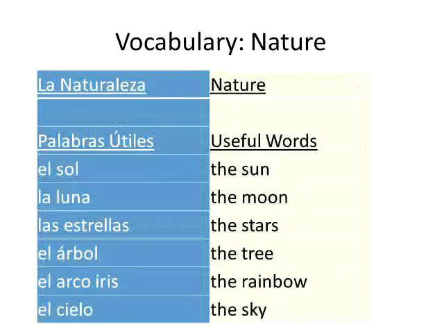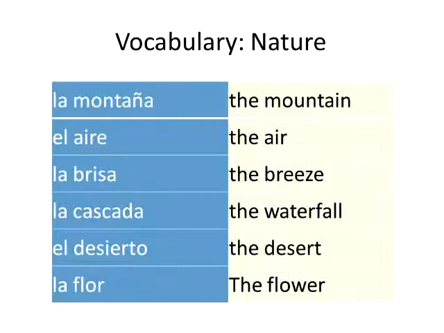So we have la naturaleza, el sol, la luna, las estrellas, el árbol, el arco iris y el cielo. Okay, so I will repeat that in Spanish and you can look at the English equivalent. We have la montaña, el aire, la brisa, la cascada, el desierto y la flor.